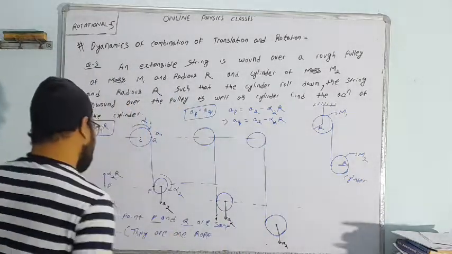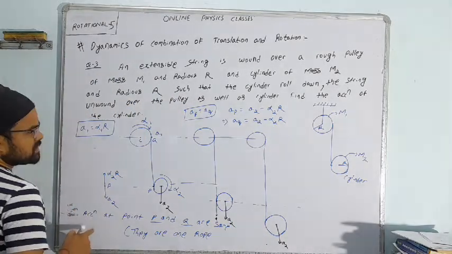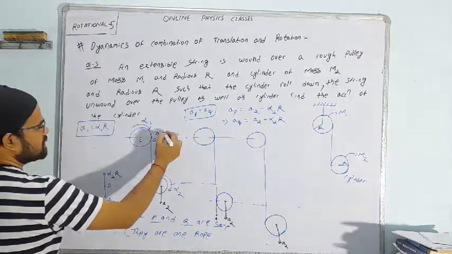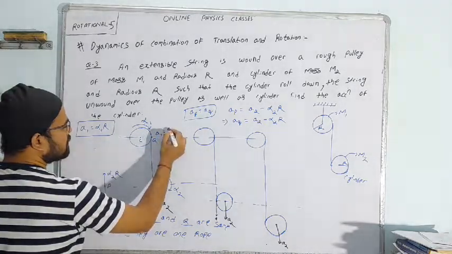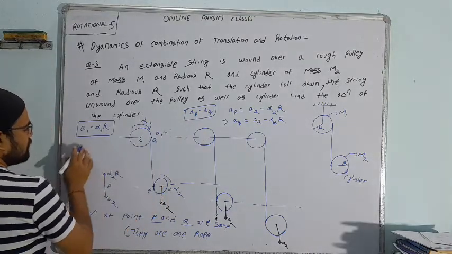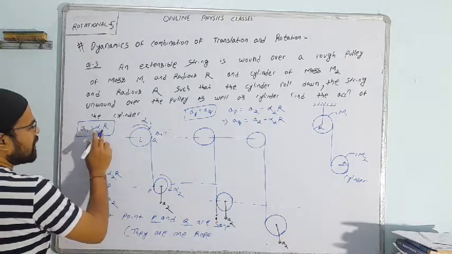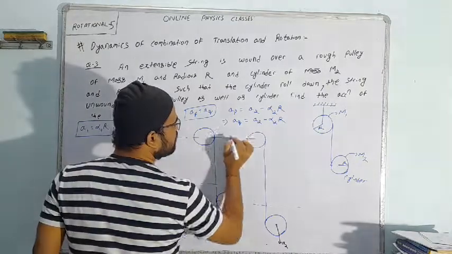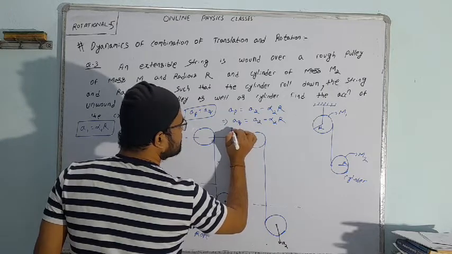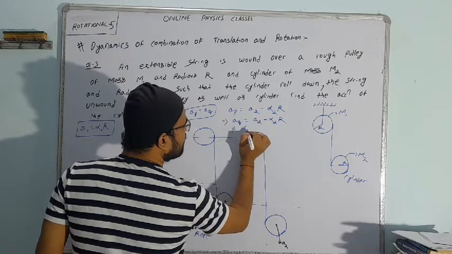What is the acceleration at q? That is equal to a1. And what is the value of a1? That is alpha 1 r. We can put this in the equation.